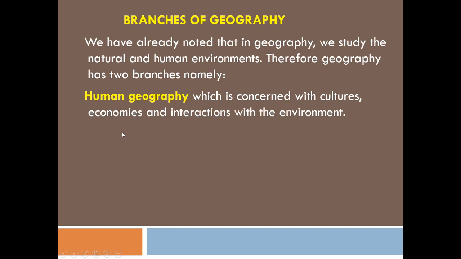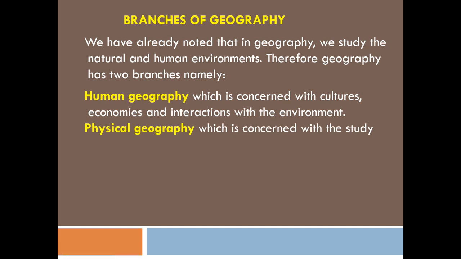That people are concentrating on: tourism, then interaction with the environment. So the cultures, the economies, the interactions, how people deal with the physical environment is what we call human geography. So human geography, the first branch, deals with the cultures of people, the economies of people, and how people differently interact with the environment.